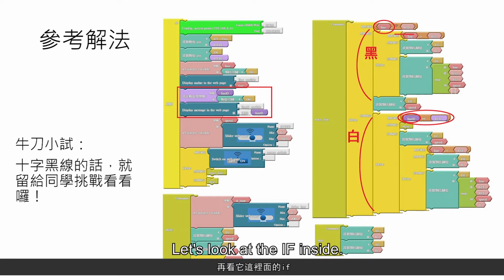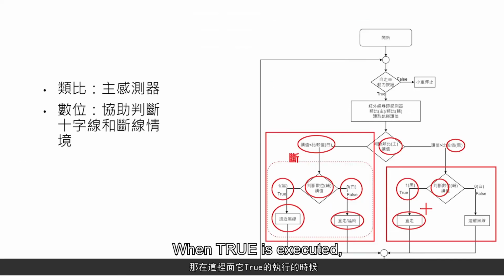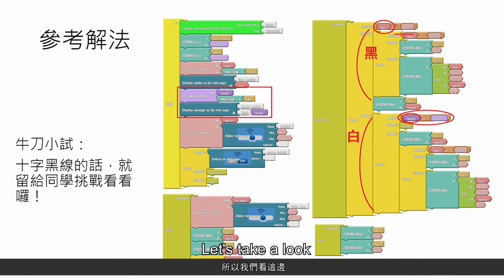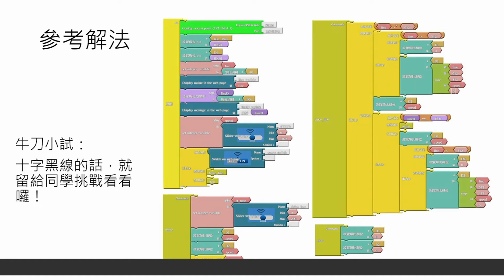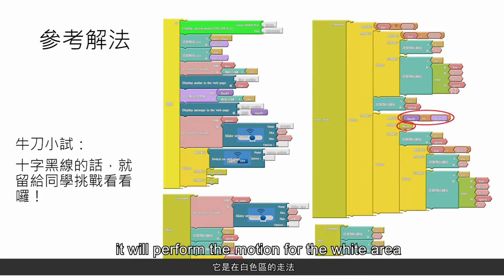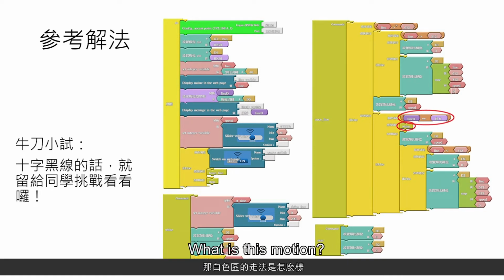Let's look at the if inside. As said before, there will be an execution for true and one for false. When true is executed, it approaches the black line. Let's take a look at this. When this infrared sensor detects white, it will perform the motion for the white area. What is this motion? Check here.